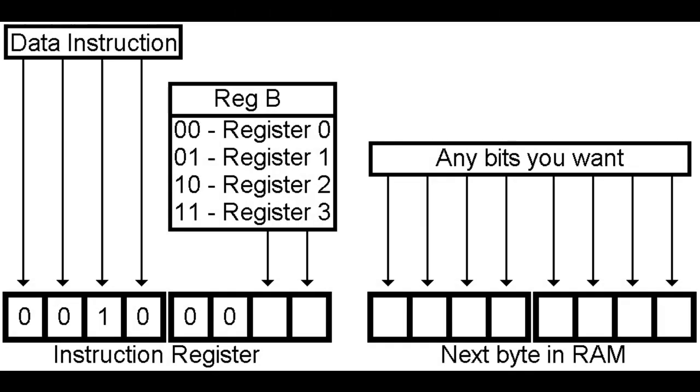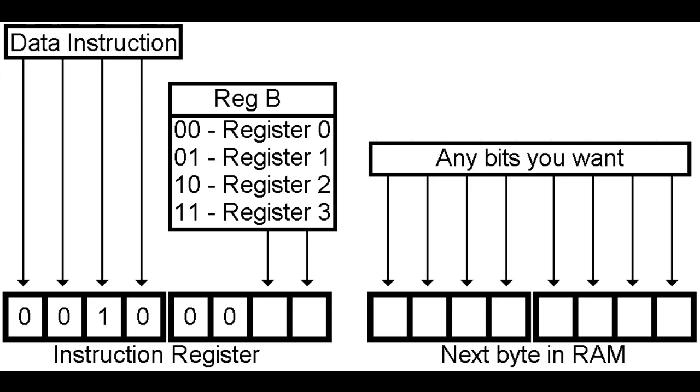Now let's check out the data instruction. The data instruction is used to set a byte of data into a register. It always starts with the same 4 bits, 0, 0, 1, 0. Bits 5 and 6 are also always 0, 0 because the data instruction does not use the reg A parameter. And the last 2 bits, bits 7 and 8, contain reg B, so that is the destination where you want to store your byte of data.